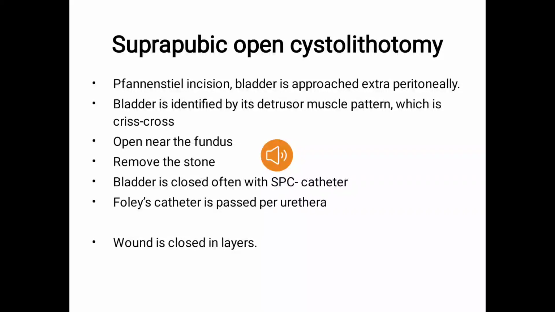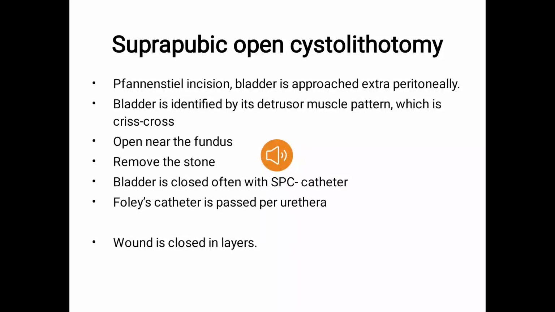When there is a large stone, suprapubic open cystolithotomy can be done. Here a small incision is taken over the suprapubic area. The bladder is approached extraperitoneally. The bladder is identified by the detrusor muscle pattern, which is crisscross, and it is opened at the fundus. The stone is removed and the bladder is closed using absorbable sutures.